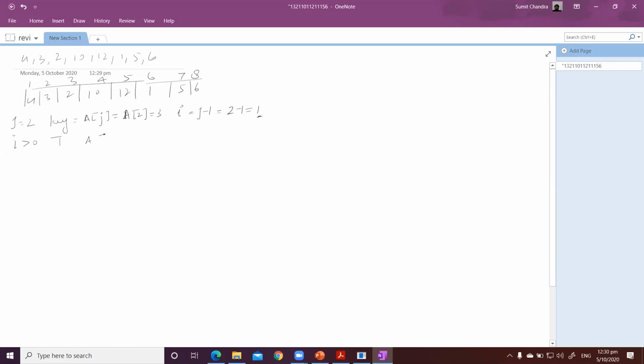And you have to check whether a[i] is greater than key. So value of a[1] is 4 and value of key is 3. So 4 is greater than 3. Both conditions are true. If both conditions are true, we apply two steps. First step is that a[i+1] is equal to a[i]. So i value is 1, so it means a[2] is equal to a[1]. This is the first step.